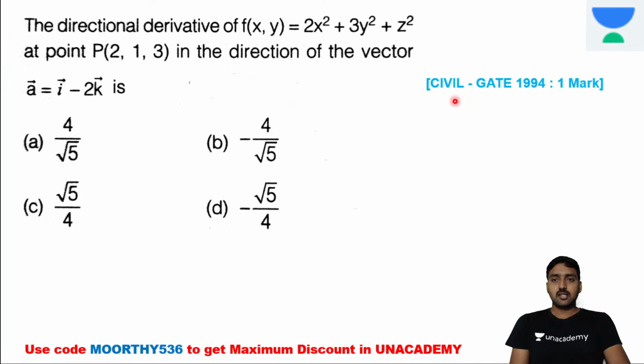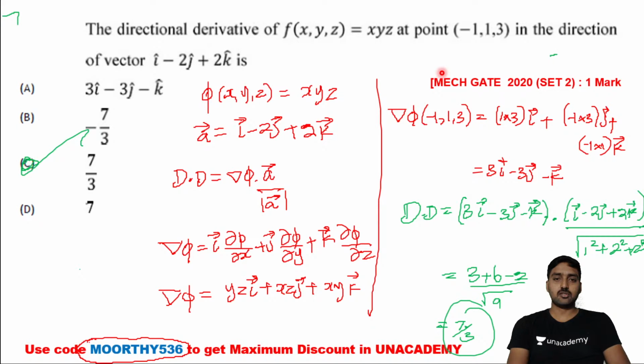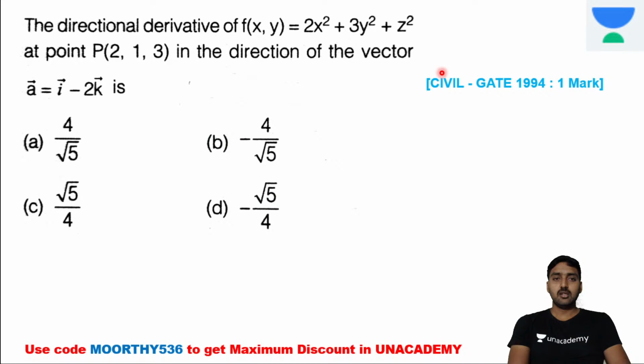Yes, it's a civil engineering 1994 question. Again the same kind of directional derivative. So these are the directional derivatives. Now you try, using the same kind of procedure, the same formula, the same procedure we used in this question. Now you try this problem. Parallelly I will give you the solution, right? The directional derivative of f of x comma y, guys.